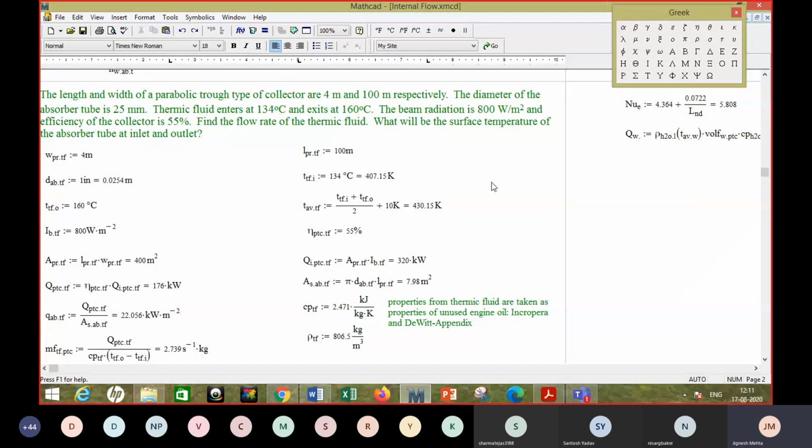So the first thing to be found is the flow rate of thermic fluid. I think we had done it up to this point. And then the surface temperature of the absorber tube is also to be found. There could be different reasons why you want to know the surface temperature of the absorber tube.